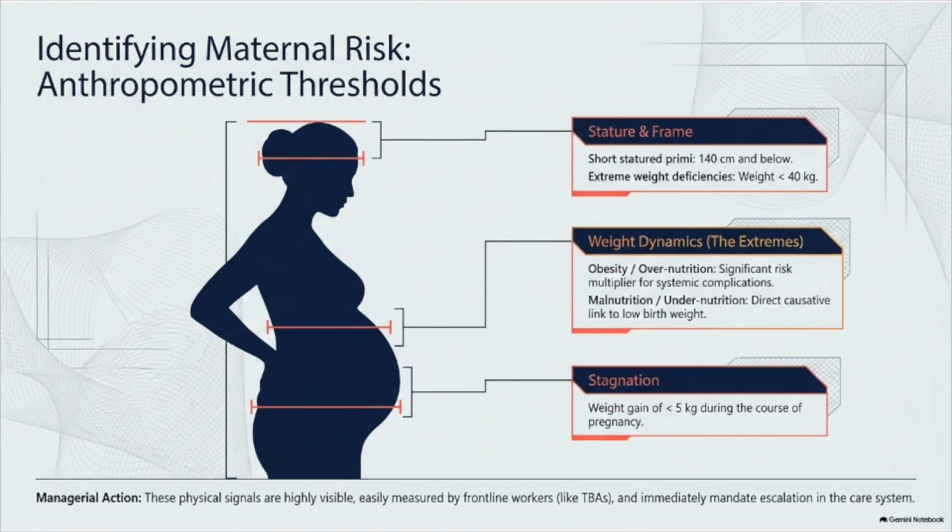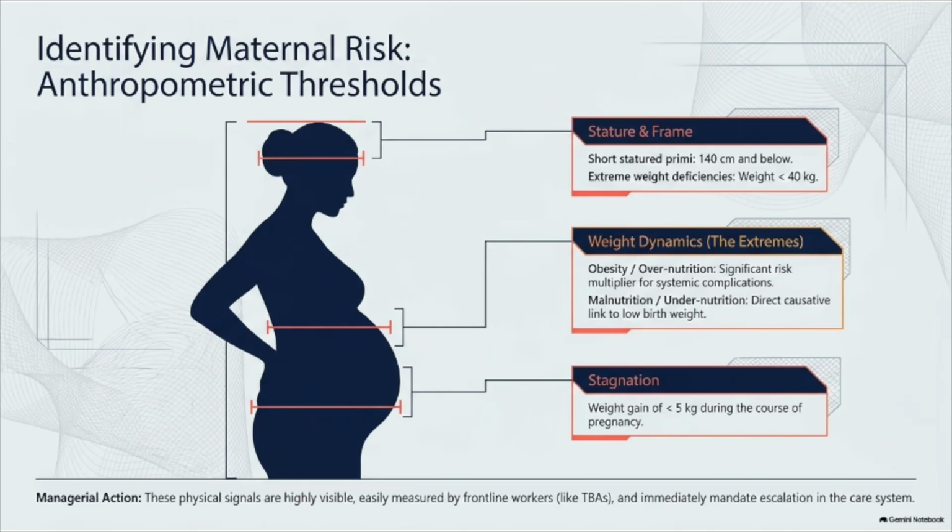Now, let us look at how maternal risk is identified, starting with anthropometric thresholds. For stature and frame, a short statured primigravida is defined as 140 centimeters and below, and extreme weight deficiency is defined as weight below 40 kilograms. For weight dynamics, obesity or overnutrition acts as a significant risk multiplier for systemic complications, while malnutrition or undernutrition has a direct causative link to low birth weight.